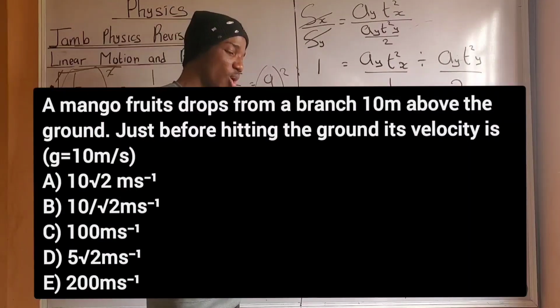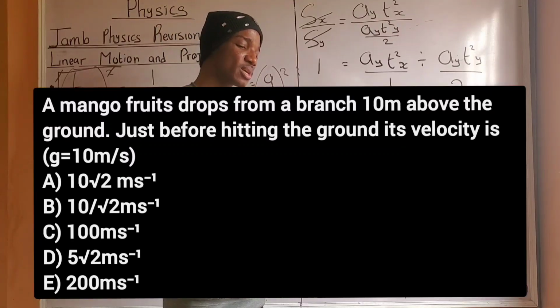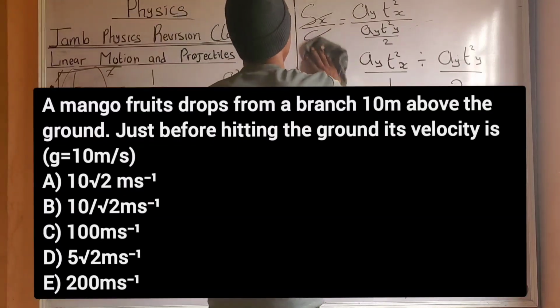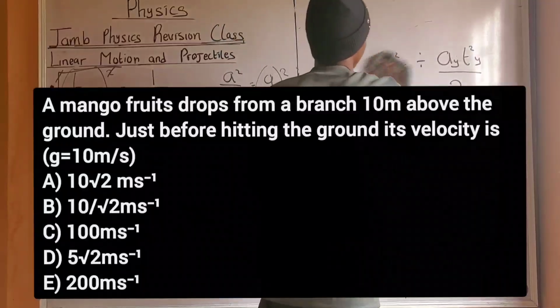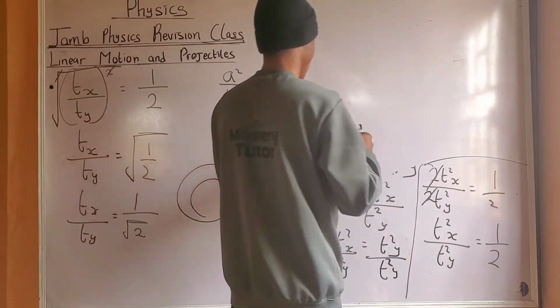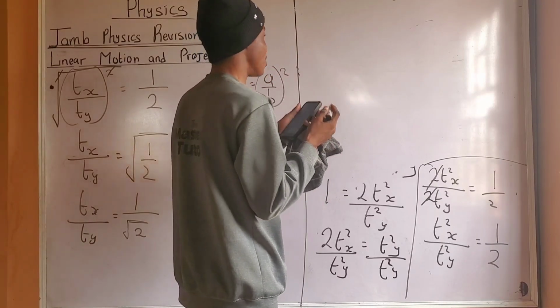A mango fruit drops from a branch 10 meters above the ground. Just before hitting the ground, its velocity is: A, 10 root 2 meters per second; B, 10 over root 2 meters per second; C, 100 meters per second; D, 5 root 2 meters per second; E, 200 meters per second. Okay?